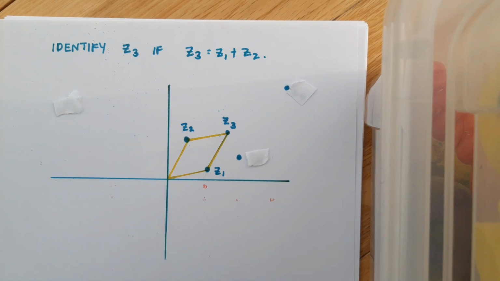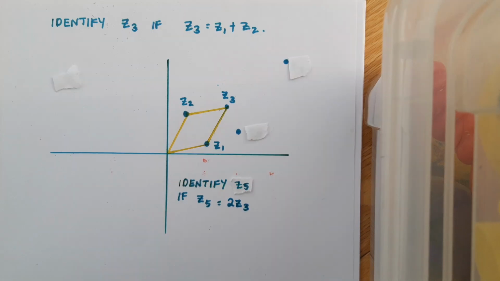Just while we're looking at this diagram, let's see what other features or facts we can identify. I'm going to say, for example, that one of the other points is actually 2z3. I'm actually going to call it z5. So identify z5 if z5 is twice z3.